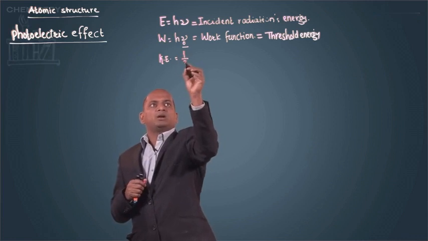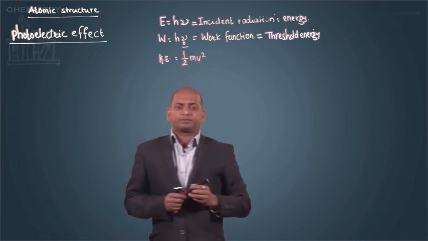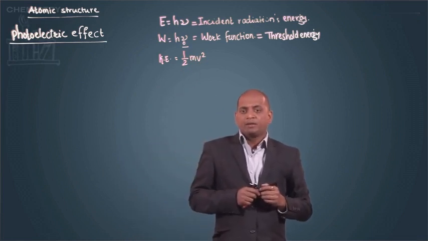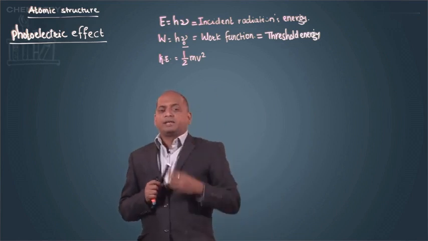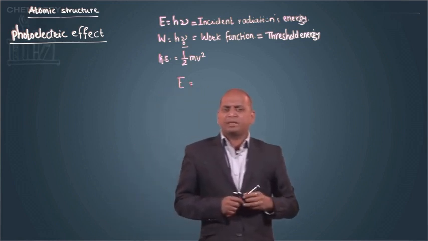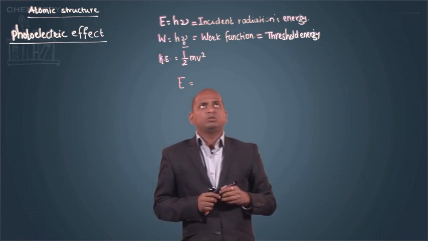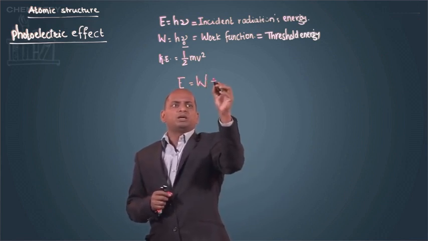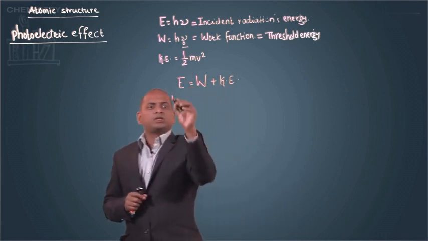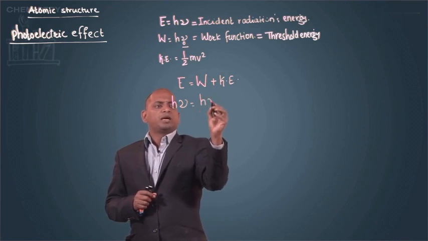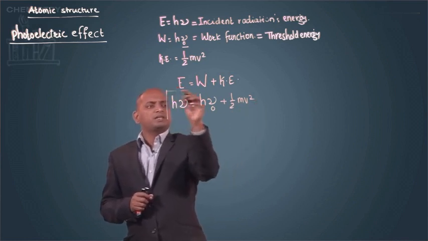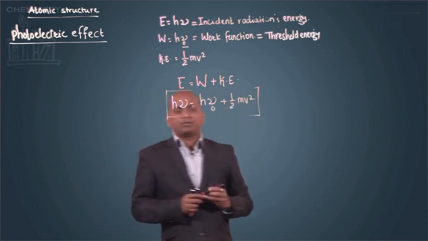So that kinetic energy is equal to half m v square, where m is the mass of the electron and v is the velocity of the electron. In short, it is the very simple law of conservation of energy: E is equal to W plus kinetic energy, which means h nu is equal to h nu 0 plus half m v square. This is Einstein's photoelectric equation.